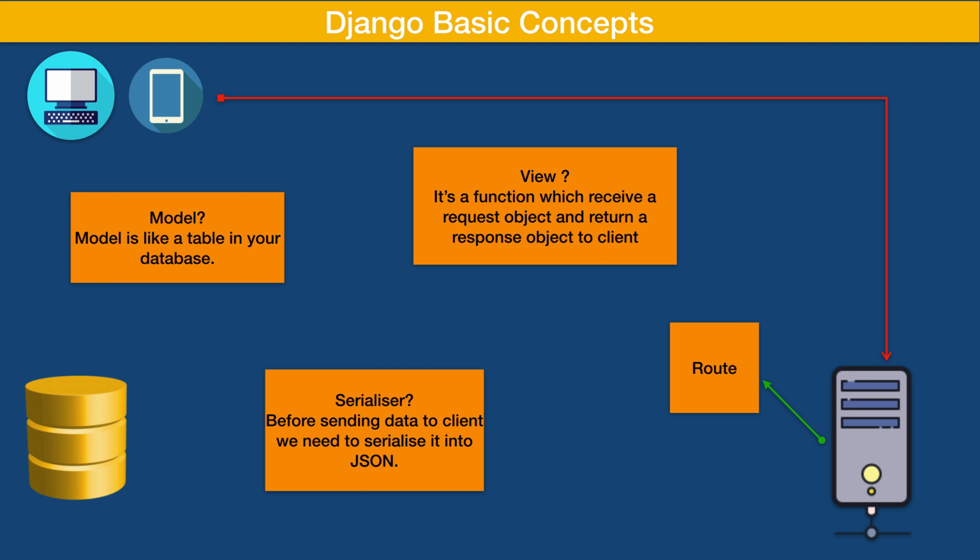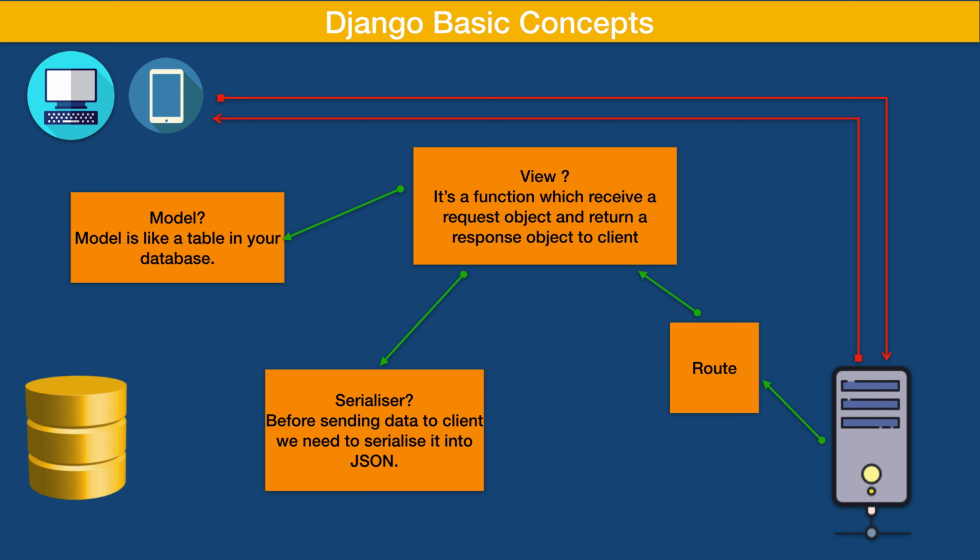Now view, it's a function which receives a request object and returns a response object to a client. And then in the view function, you access a model serializer, do your logic, and then what you do is you send back a response to the client. Now this is the basic concept of a web application built with the Django REST framework.